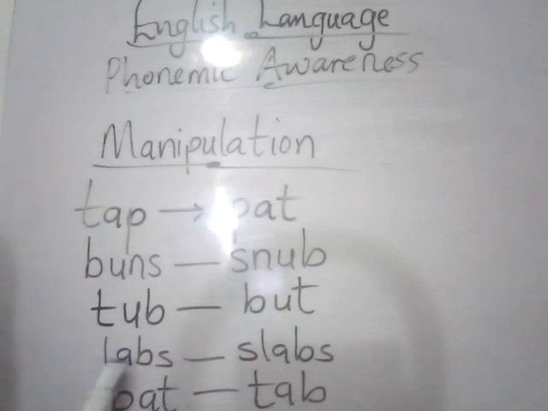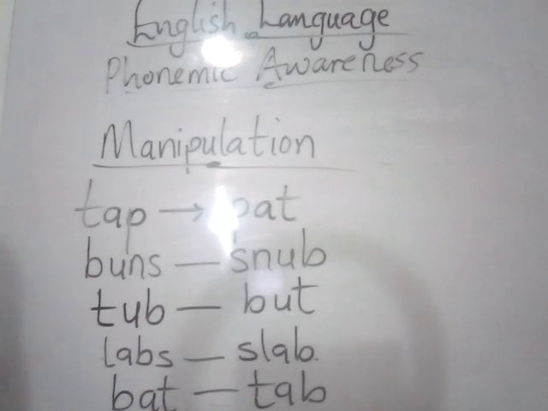The next one is labs, like laboratories where you carry out experiments. Labs. So you move these sounds around, you come up with slab. Like what you use, a concrete, that is made into a surface. And the last one is bat. And when you move the letters or the sounds around, you come up with a new word, tab. The last sound here becomes the first, and the first becomes the last.